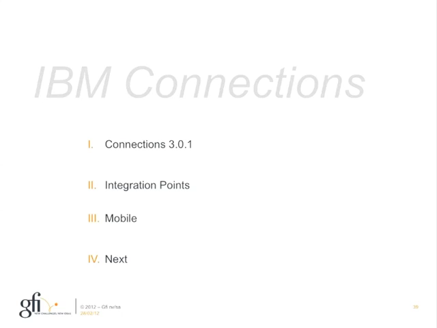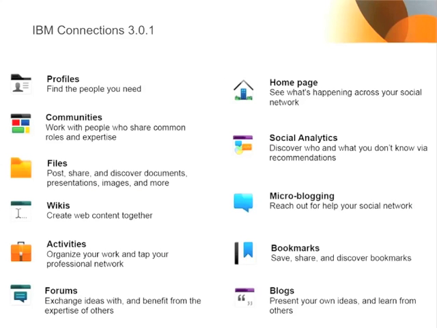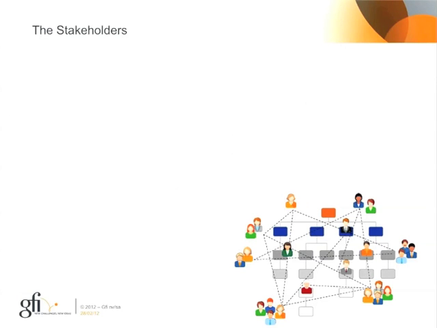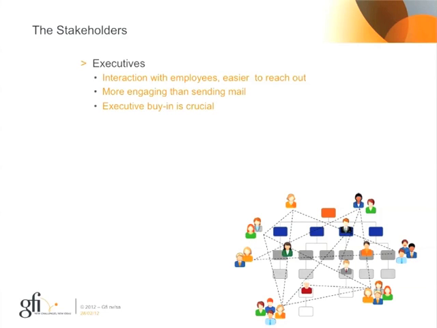Time to move on to Connections, where there is a little bit more to discuss. Four main topics: current version of Connections, some integration points because Connections doesn't exist on its own, some focus for the mobile again, and of course an overview of what Connections Next will bring us. So the current version of Connections, I just included this slide to give you an overview of the different capabilities or the different modules that exist. But I would like to illustrate all these by means of a couple of examples that I've included.